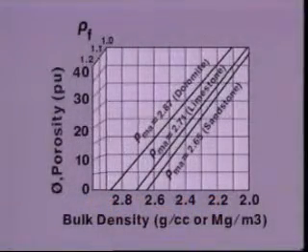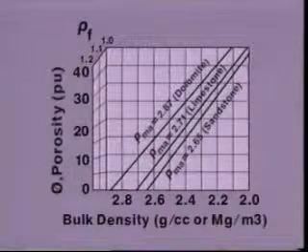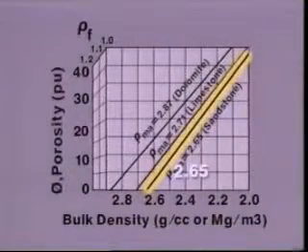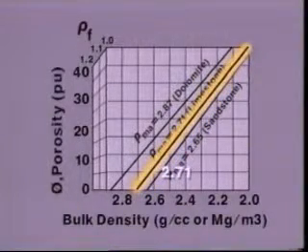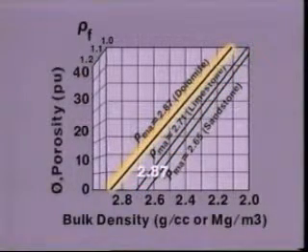Rather than perform the calculation, we can easily use this chart to obtain porosity from the density log. The chart is designed to solve for porosity in three basic rock types: clean sandstone with a matrix density of 2.65, clean limestone with a matrix density of 2.71, and clean dolomite with a matrix density of 2.87.